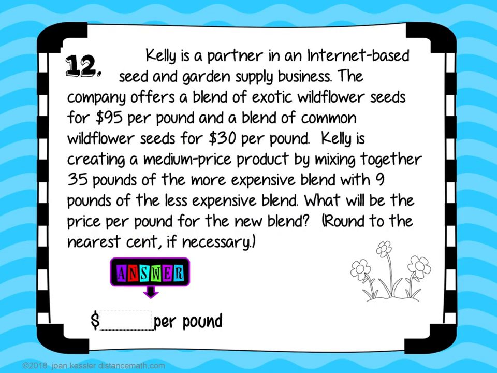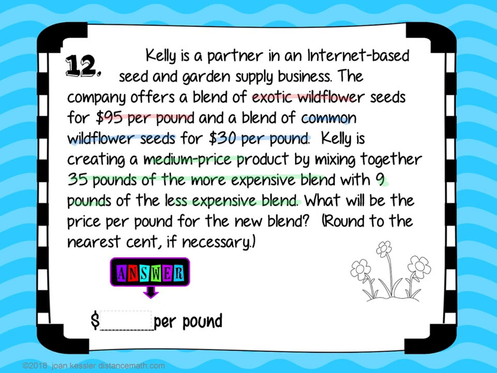In our last example, Kelly is a partner in an internet-based seed and garden supply business. The company offers a blend of exotic wildflower seeds for $95 per pound and a blend of common wildflower seeds for $30 per pound. Kelly wants to create a medium price blend and mix together 35 pounds of the expensive blend and 9 pounds of the less expensive. What will the price per pound be for the new blend? Round to the nearest cent.